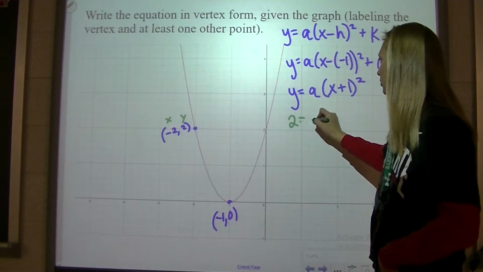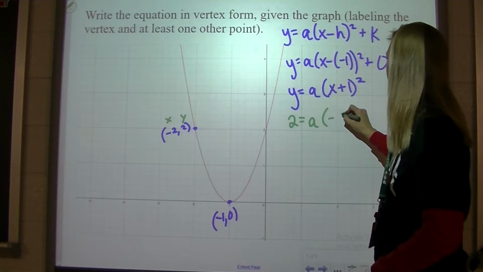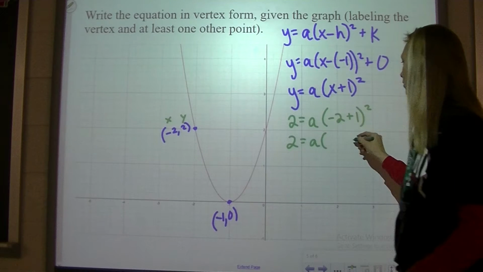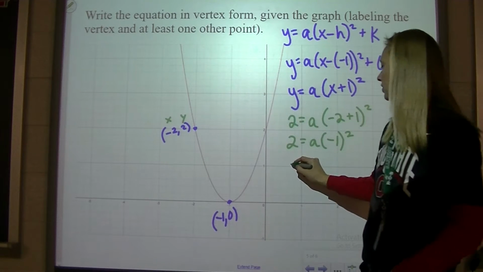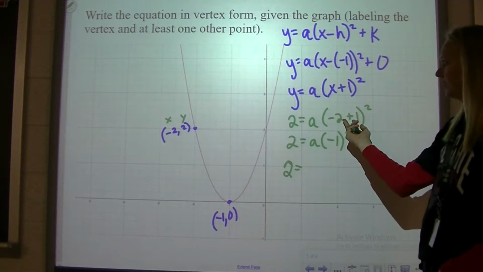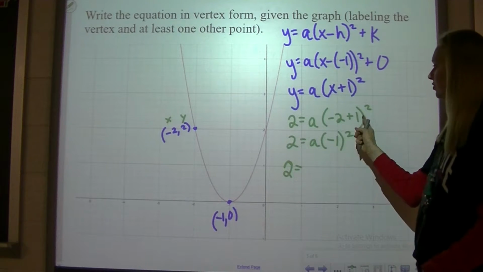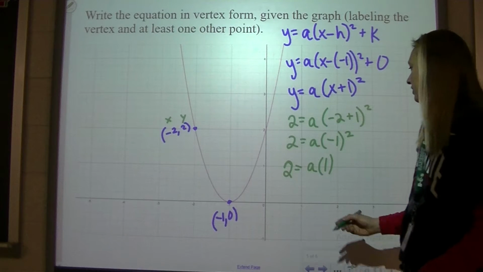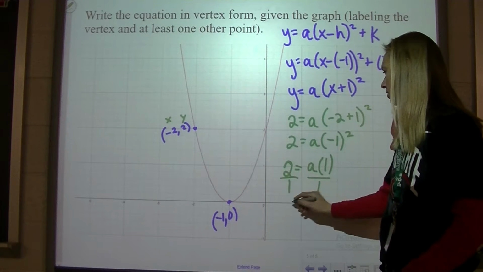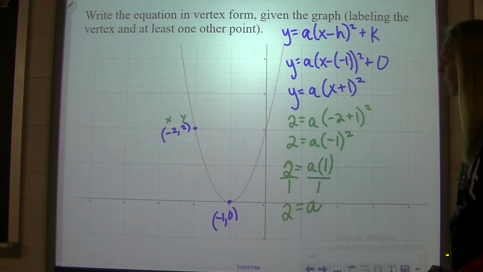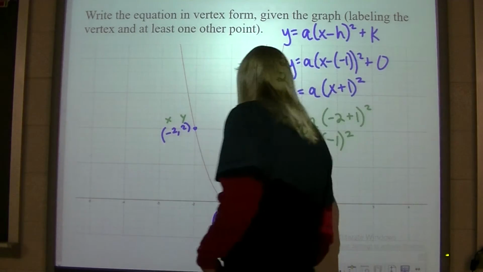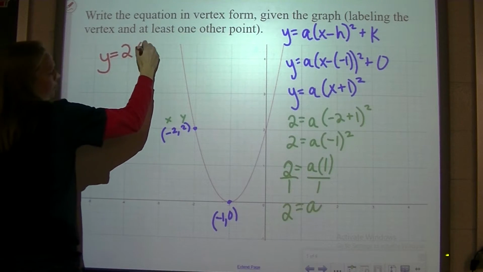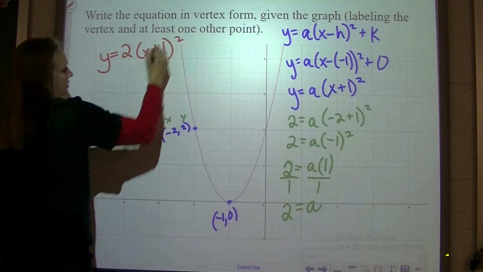So we're going to have 2 equals a, and then -2 plus 1 squared. And let's solve. -2 plus 1 is -1, squared. Following our order of operations, I simplify what's inside the parentheses first. Now I need to do my exponent. So it's going to be -1 squared is just 1, positive 1. So then we have to divide by 1. So I'll have 2 equals a. So our equation is going to be y equals 2 times x plus 1 squared.